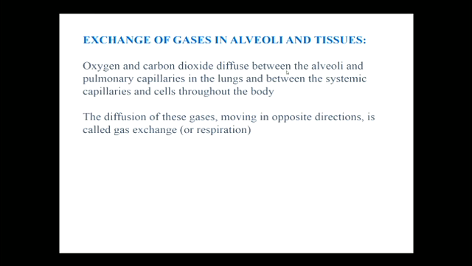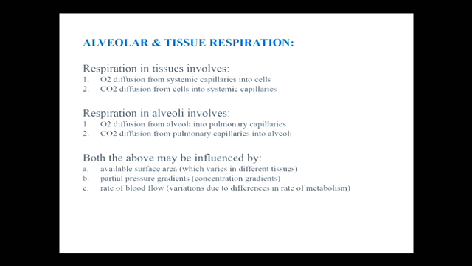Oxygen and carbon dioxide diffuse between the alveoli and the pulmonary capillaries. So basically, air in the lungs, alveoli exchange with the capillaries surrounding the alveoli. And between the systemic capillaries going to your tissues and the working cells. So that's kind of where respiration occurs. So we've got pulmonary respiration and tissue respiration, doing kind of opposite things. And this is what, as I said earlier, is called gas exchange or respiration. Let's look at it in much more detail.